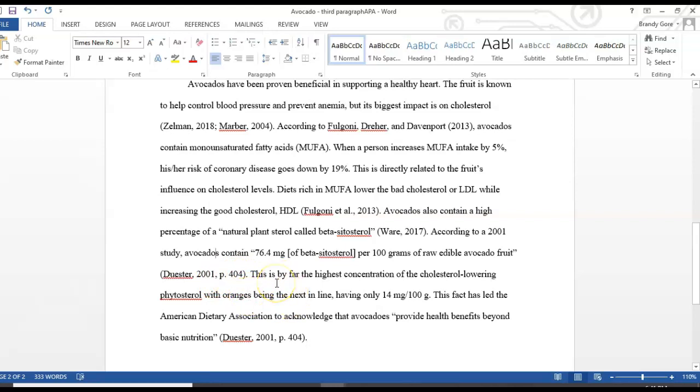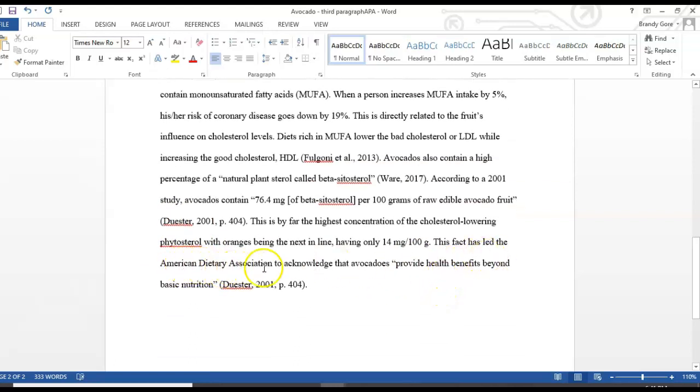This is by far the highest concentration of the cholesterol-lowering phytosterol, with oranges being the next in line, having only 14 milligrams per 100 grams. Again, very specific information, but we've already cited the source right before it. We don't have to turn around and cite immediately again. This fact has led the American Dietary Association to acknowledge that avocados provide health benefits beyond basic nutrition. That is a direct quote that's been weaved in. And this is the last sentence of the paragraph, and we're done with the Dwester source for now. Go ahead and cite again to close it.